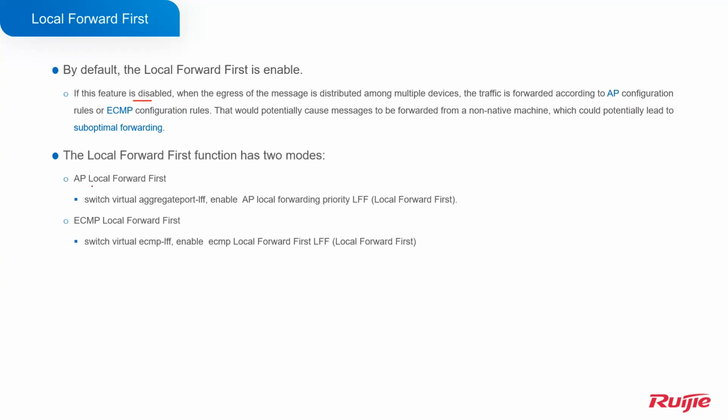So you can enable the local forward first function. And we can support two kinds. One is AP local forward first. You can use the command switch virtual aggregate-port LFF. LFF is local forward first. Then we can support the AP local forwarding priority, LFF. And also we can support RCNP. By default, this is the local forward first principle. If I receive the message and the outbound interface is located on my own device, I will directly forward the message out, because this path will be better.